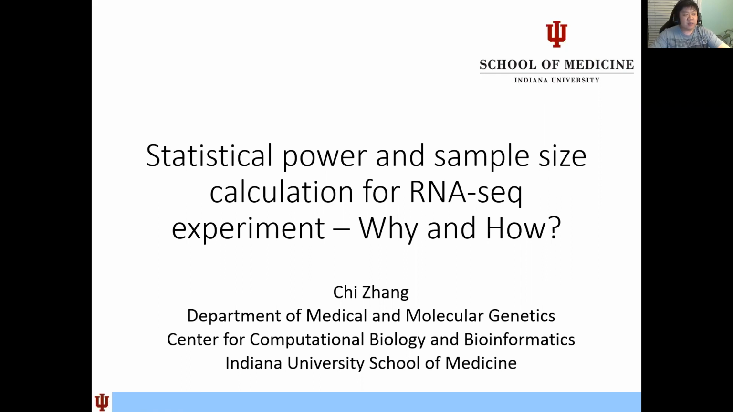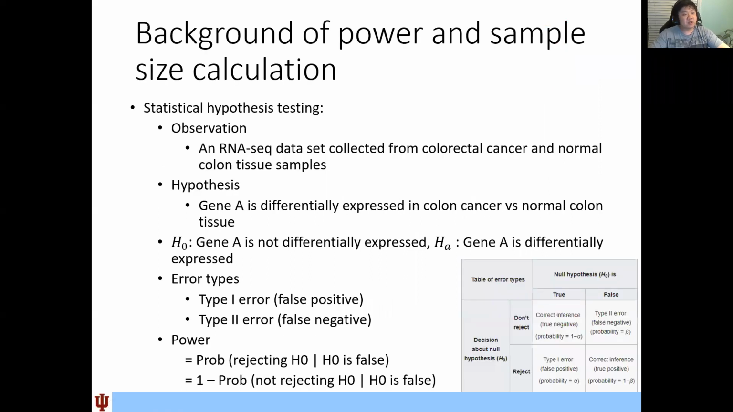Today's topic is about statistical power and sample size calculation for RNA-seq experiments: why and how. The major goals of today's lecture include, first, an introduction to power and sample size calculation, and we will go through several examples of how the biostatistician and the computational biologist do the power and sample size calculation. We start from the background of power and sample size calculation, which is specific to statistical hypothesis testing.